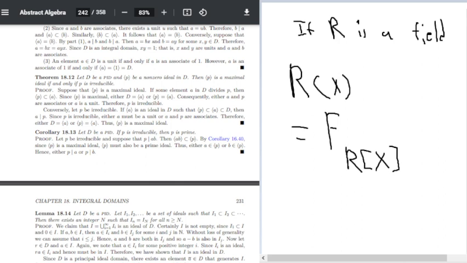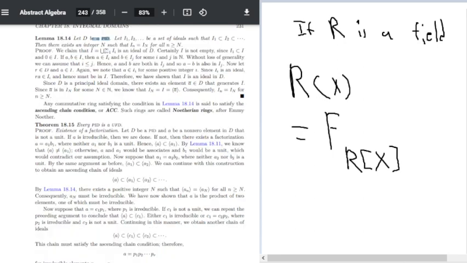Lemma 18.14. Let D be a PID, and let I1, I2, and so on, be a set of ideals such that I1 is a subset of I2 is a subset of and so on. Then there exists an integer N such that In is equal to I_N for all n greater than N. What this shows us, basically, is that a PID satisfies the ascending chain condition, it's a Noetherian ring. God, I'm not going to be able to pronounce that.